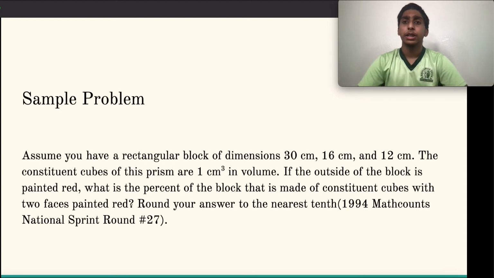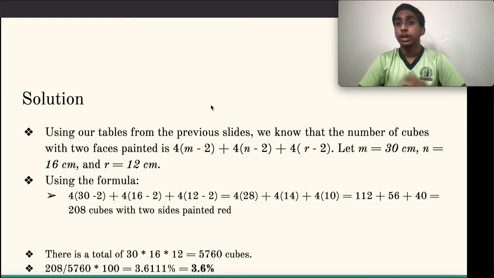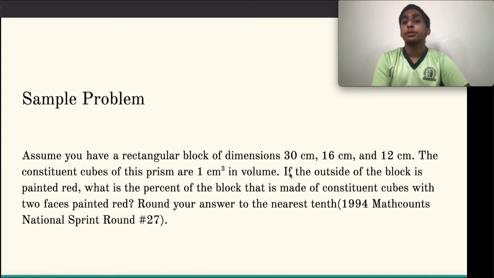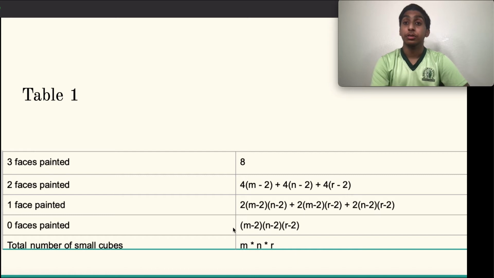Okay guys, hopefully you tried it out. Let's move on to the solution. Using our table from the previous slides, we know that the number of cubes with 2 faces painted is 4 times (m minus 2) plus 4 times (n minus 2) plus 4 times (r minus 2). As you can see, I have 3 different dimensions, m, n, and r, and all of them are greater than 2. That means I can use my first table to find it. That's how I got this formula, because this is the formula you use when you have two faces painted.